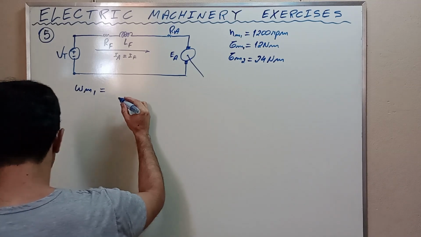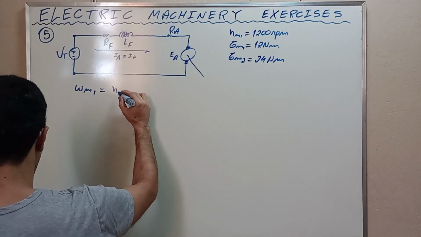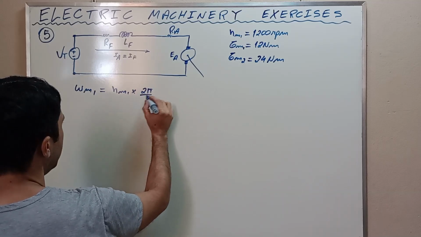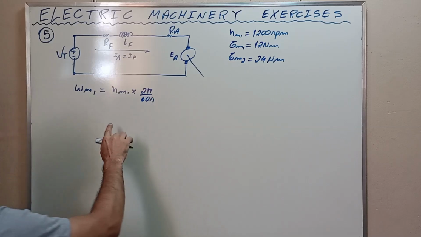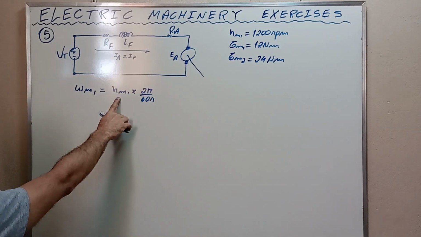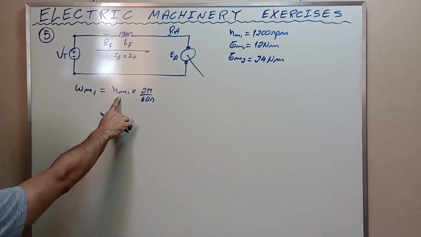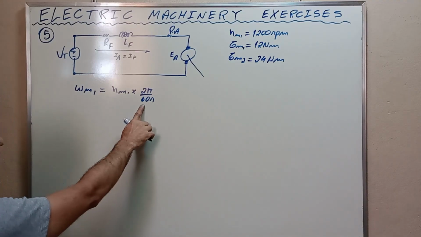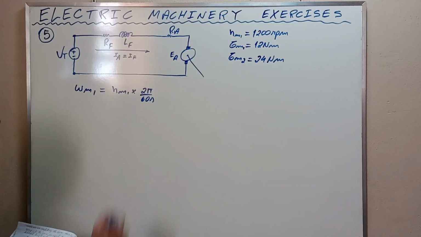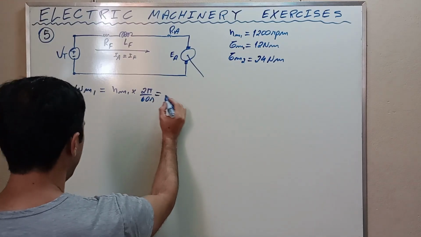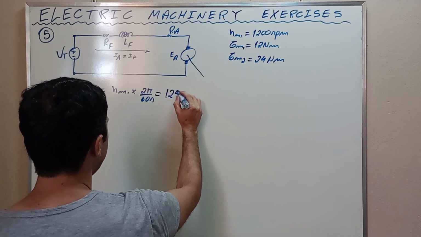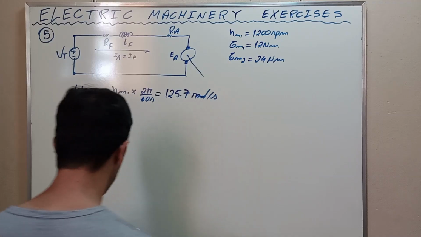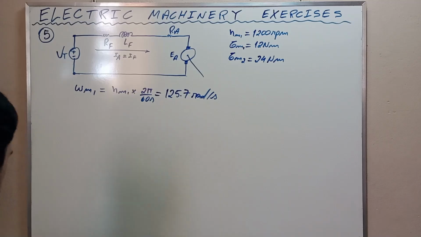Wm1 is equal to Nm1 times 2 pi over 60 seconds. We are simply converting from RPM, revolutions per minute, to radians per second. And you have to bear in mind that in 1 minute there are 60 seconds, okay? And then we find 125.7 radians per second.